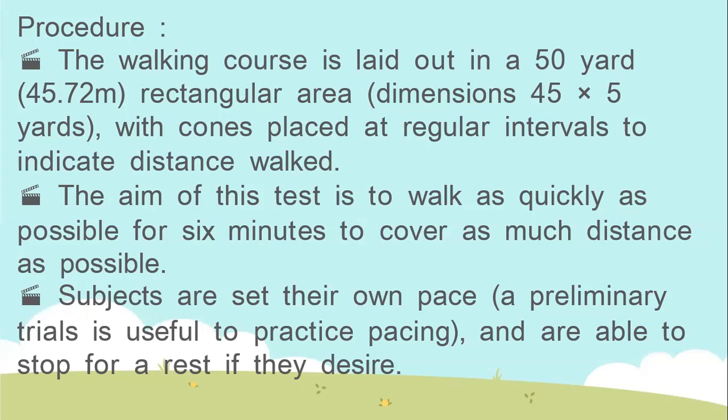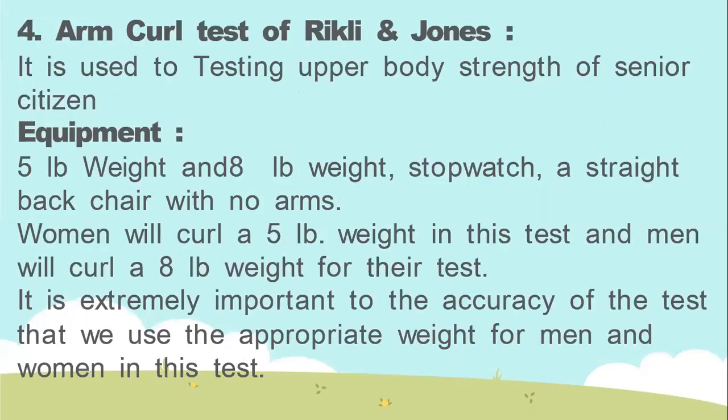The aim of this test is to walk as quickly as possible for 6 minutes to cover as much distance as possible. Subjects set their own pace, okay, and are able to stop for a rest if they desire. Next one is the arm curl test of Rikli and Jones. Okay.